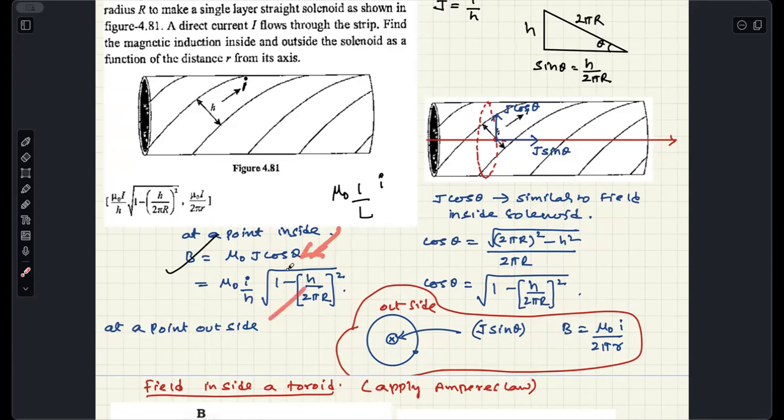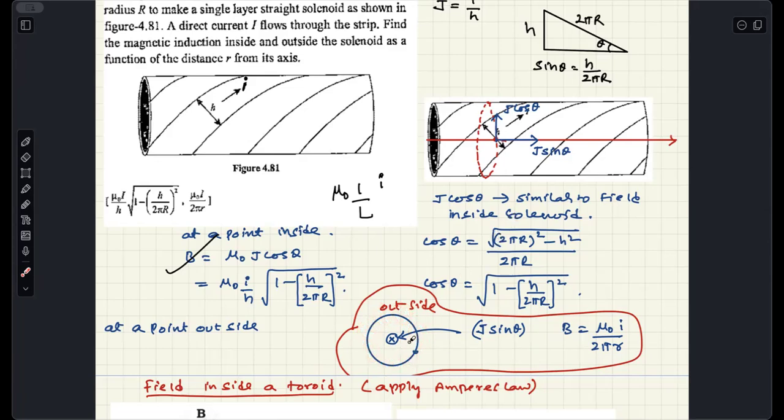You will substitute. So first thing, inside you got it. At a point inside you got it. Now you are an observer here. What is that you will observe? I will observe that a current goes into the page at every point on the perimeter, and that current is J sin theta.